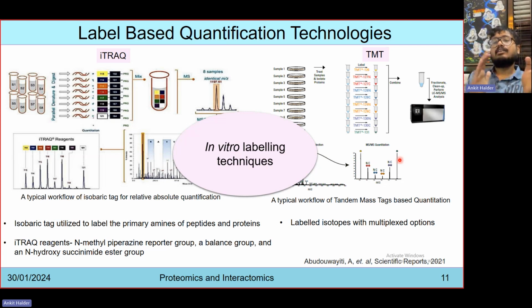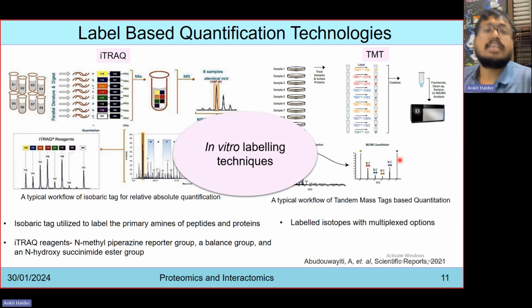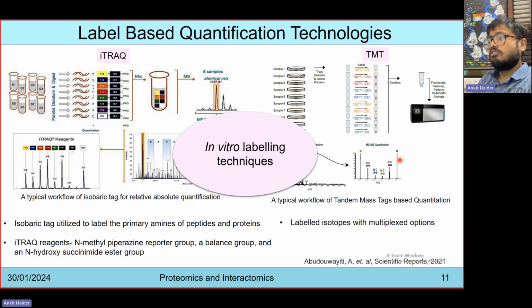The labeling approach and technique that one chooses depends on the pros and cons of each of those techniques, like the labeling efficiency, and whether all the reporter ions are getting identified on your instrument. All these things will lead us to a quantification technique that will be useful for our experiment and for our work.